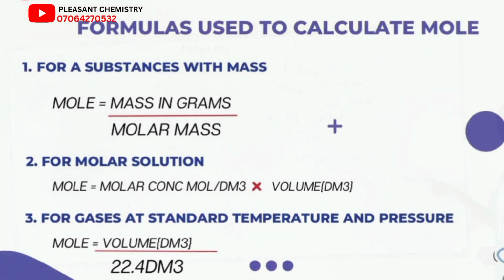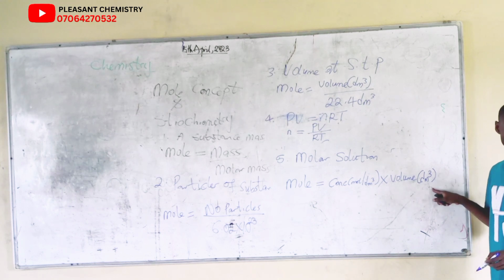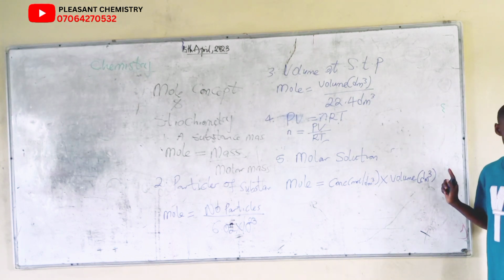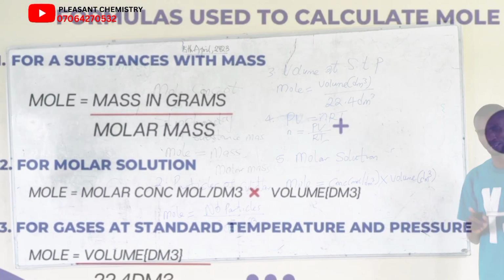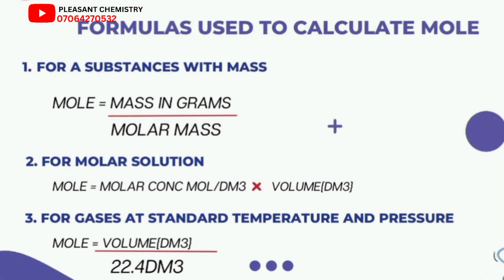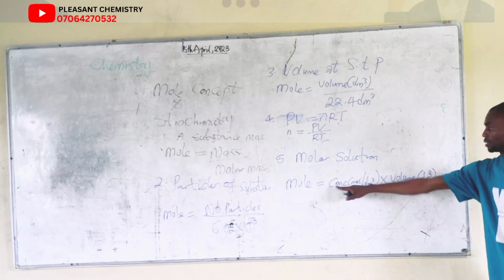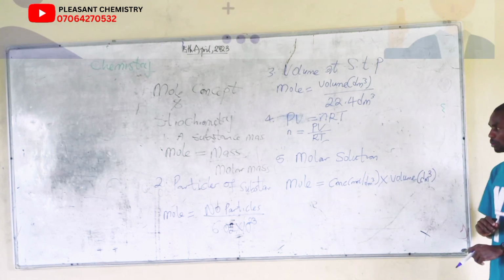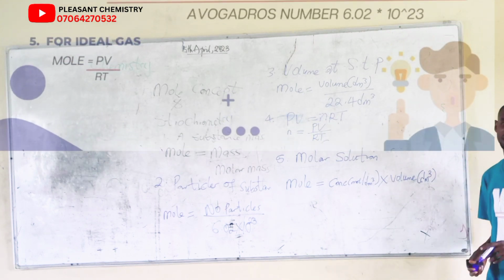But if this volume is not in dm³, you are going to convert that volume by dividing it by what? By 1000. If that volume is in centimeter cube, it is 1000 cm³ that is still correct, it's still a standard value. But if that volume is not in dm³, you are going to convert it to apply for this formula. So lastly, these are the formulas that are used in calculating mole.